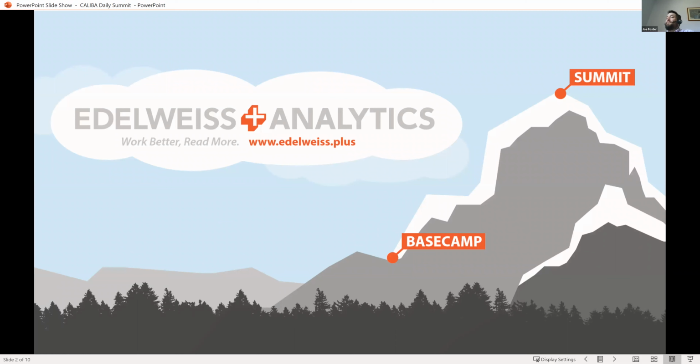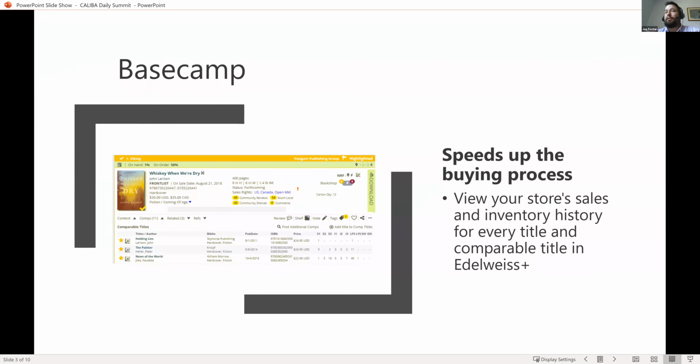If you're not familiar, we have two subscription levels for analytics. There's Summit and Basecamp. Basecamp essentially will show you your point of sale data and the comparable titles within an Edelweiss title listing. So it's a way to speed up the buying process, and it'll show you the first 3 months of sales history, the first 3 months of average inventory, lifetime sales, last year's sales, current on hand, current on order, all that kind of stuff.